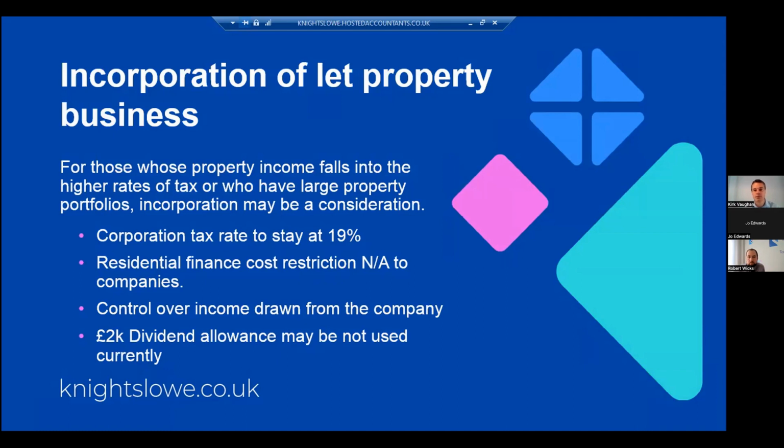The other benefit of a company is that if you've got no other dividend income, you can draw £2,000 of dividends from the company tax-free each year. And if you've got various family members who are shareholders, it may be possible for you to benefit from a number of those £2,000 worth of dividends tax-free allowances. So they're the main benefits of running a property business within a company.